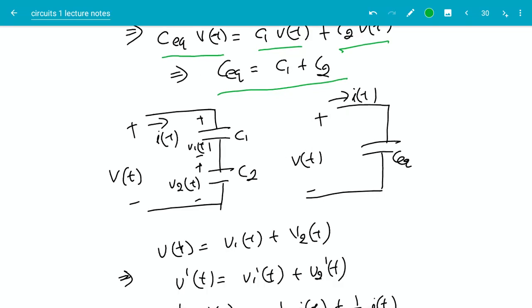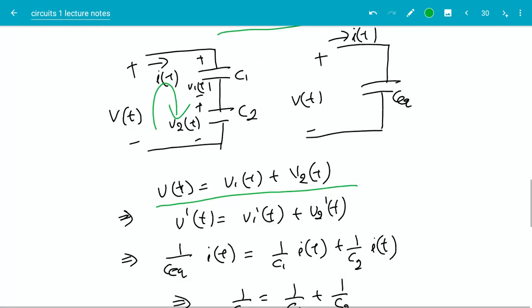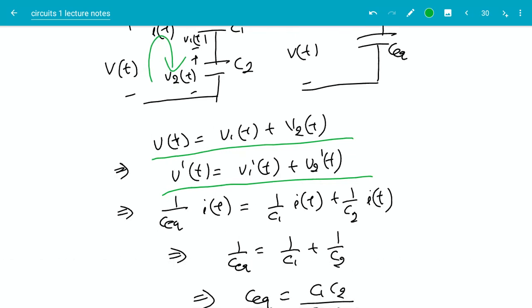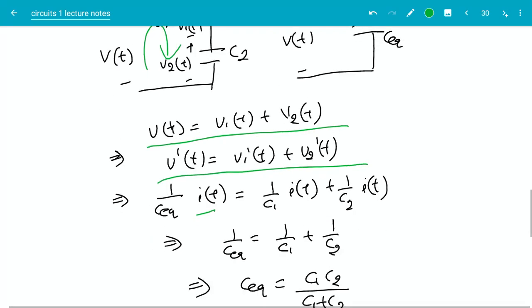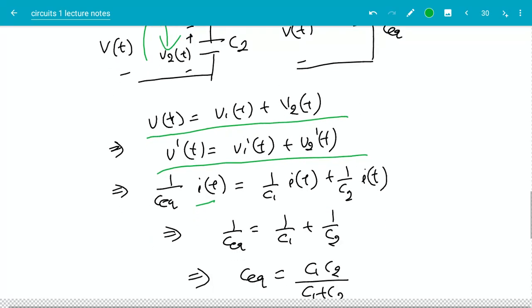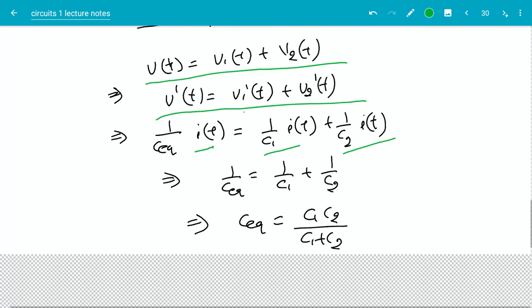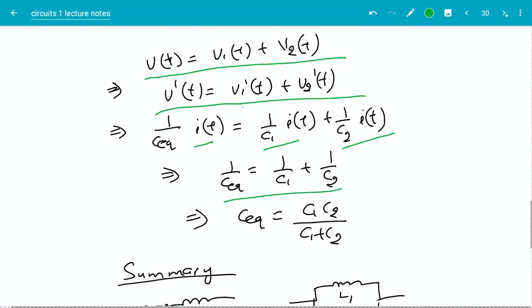Capacitors in series, the same thing again. I write a KVL in this loop. V of t will be V1 plus V2. Differentiate on both sides, you get this. Again, using the capacitor equation, the derivative of the voltage would be 1 over the capacitance times the current. Note that the same current I of t is going through C1 and C2. So I can similarly write V1 prime of t will be equal to this, V2 prime of t will be equal to this. Then I divide by the current on both sides, I get this equation, and that's it.